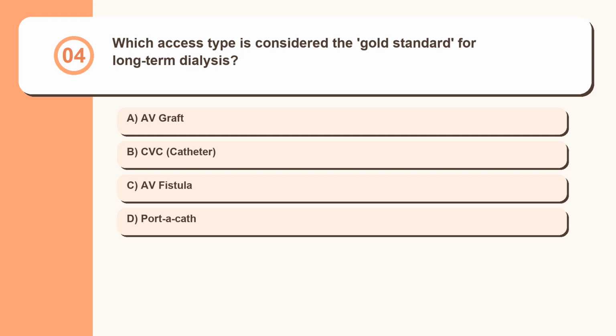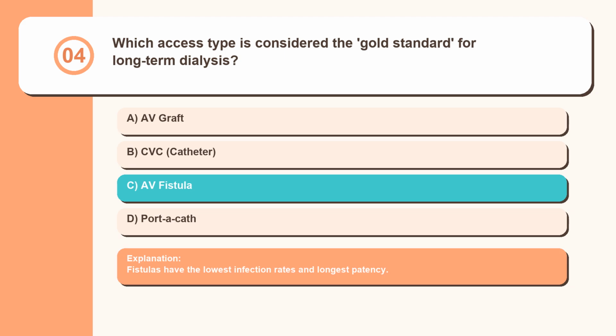Question 4. Which access type is considered the gold standard for long-term dialysis? AV graft, CVC, catheter, AV fistula, portacath. Fistulas have the lowest infection rates and longest patency.